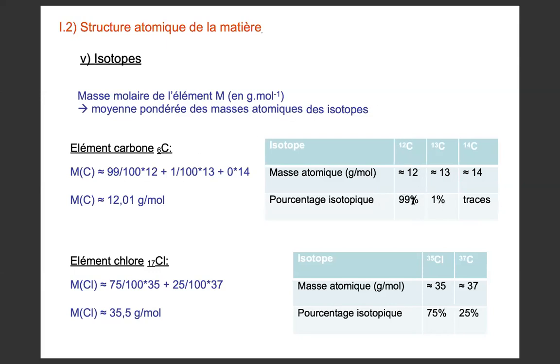So in other words, what we're doing is we're saying 12 multiplied by 99 plus 13 multiplied by 1 plus 14 multiplied by 0. This is what we're doing here. We're saying 99% will be 99 over 100 multiplied by 12 plus 1 over 100 multiplied by 13 plus 0 multiplied by 14. So we get exactly 12.01. That's what you get. You guys have calculators so that you can also follow along with the calculations.